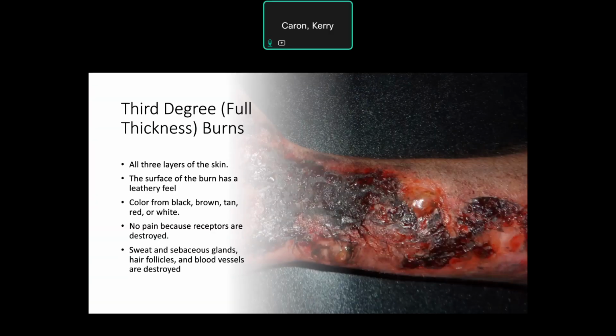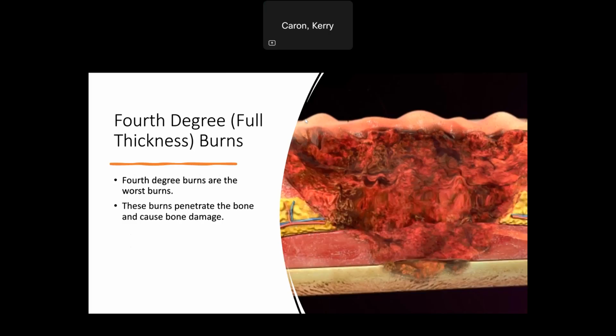Your third degree, sometimes fourth degree, are all 3 layers of the skin. So the epidermis, dermis, and hypodermis. And the surface of the burn can feel leathery. It can go from black to brown to tan or white. And like I said, no pain typically because those nerve receptors are destroyed. Sweat, sebaceous glands, hair follicles, blood vessels get destroyed. If you get to fourth degree, these can penetrate the bone. They just go all the way down. And only pain would be felt in the dermal and epidermal layers.